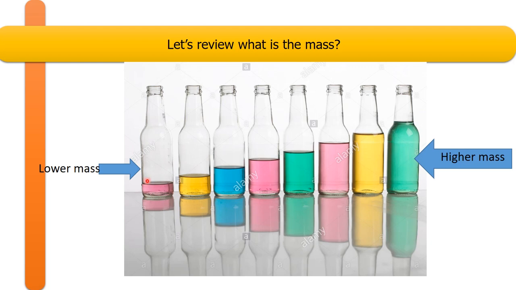Now the bottle here, we have a lot of bottles. Okay, the bottle that has a low amount of matter has a lower mass, and the one that has a high amount of matter has a higher mass, which means high matter, high mass, low matter, low mass, because the mass is the amount of matter.